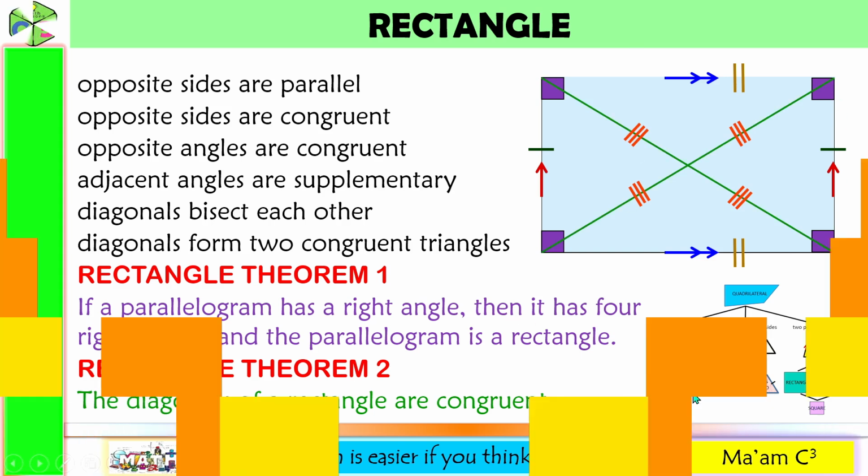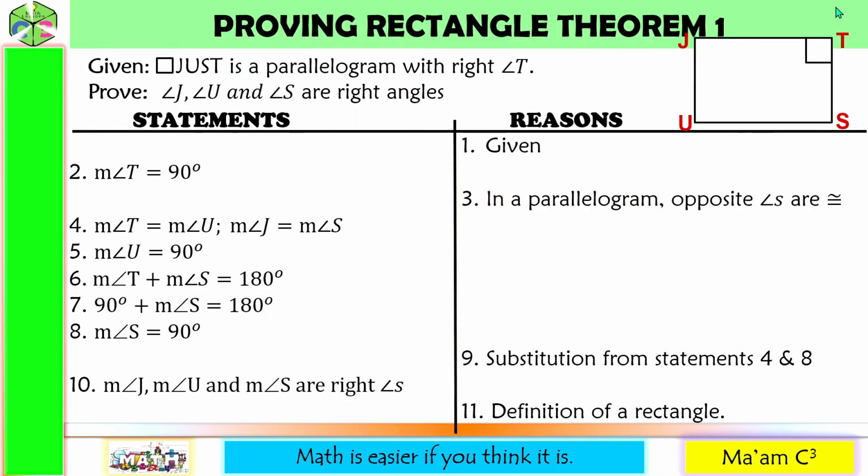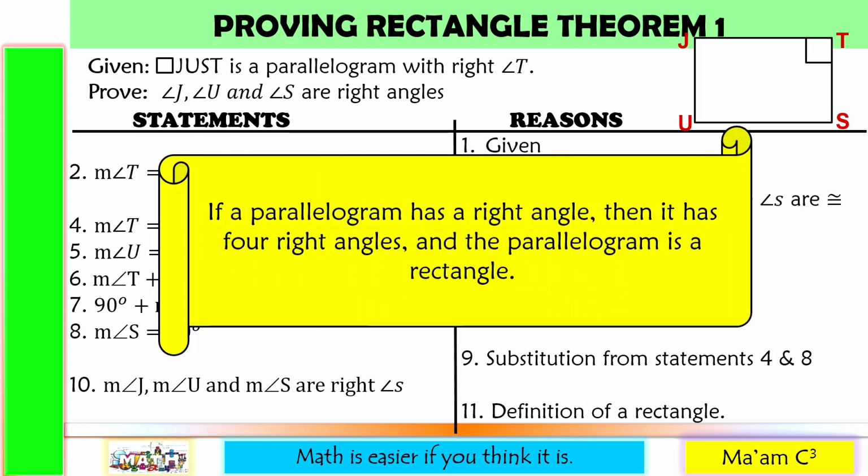Let us start proving. We are given here parallelogram JUST with angle T being a right angle. And we are asked to prove that angle J, angle U, and angle S are also right angles. So this is rectangle theorem 1. Again, let us recall, if a parallelogram has a right angle, such as this one, then it has four right angles. And the parallelogram is a rectangle.